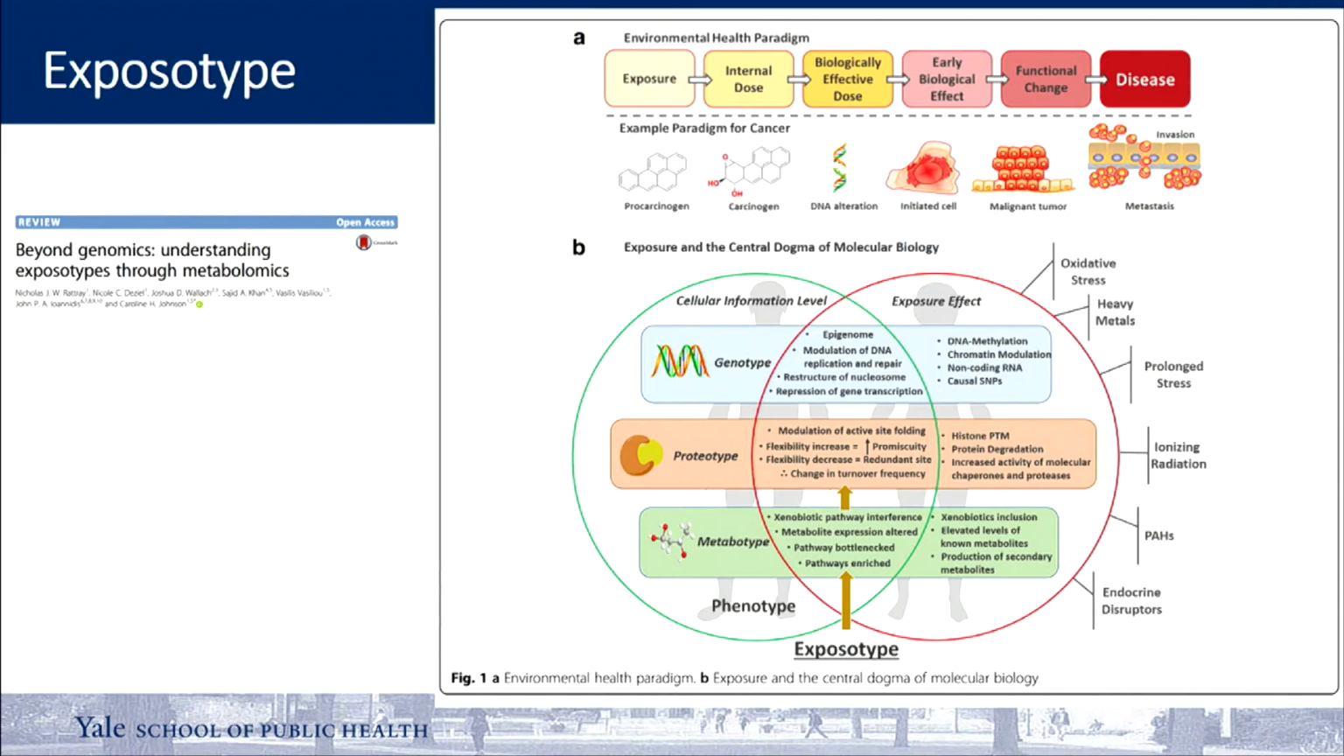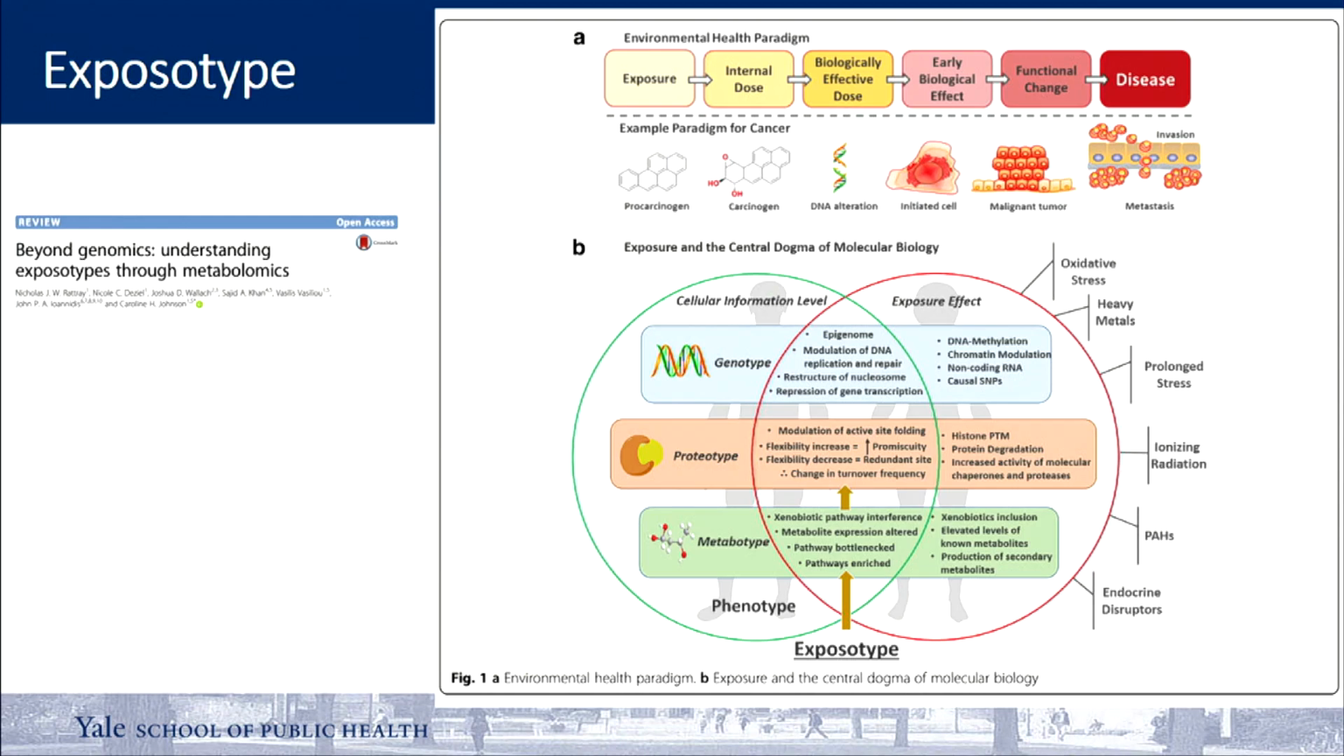This is, again, understanding the exposure types through metabolomics. You can start with the phenotype: you have the metabolite type, the phenotype, and the genotype, and of course all these other effects that you can apply, from one exposure to the internal dose, to the biologically effective dose, to early biological effect, to functional change, and to disease. So you start from your carcinogens and go down to initiation of the tumor and then to progression. And of course, how you can take into account all this: the oxidative stress, as I said, the heavy metals, the prolonged stress, the ionizing radiation, polycyclic aromatic hydrocarbons, and then endocrine receptors.